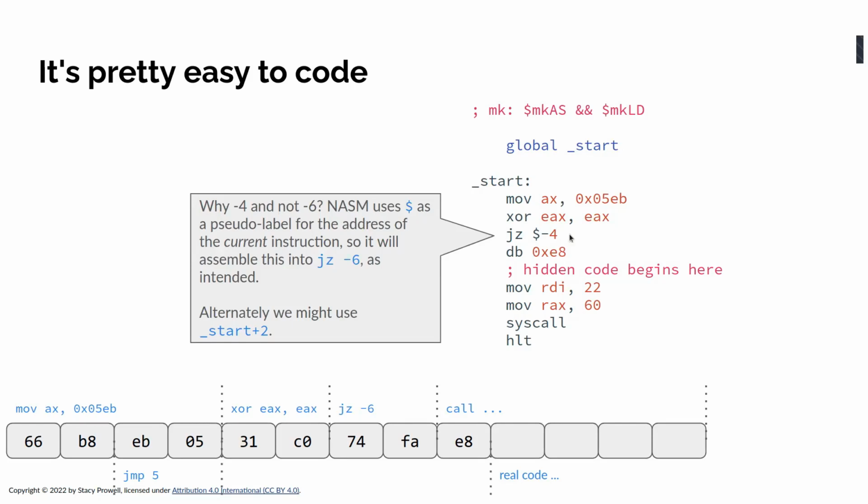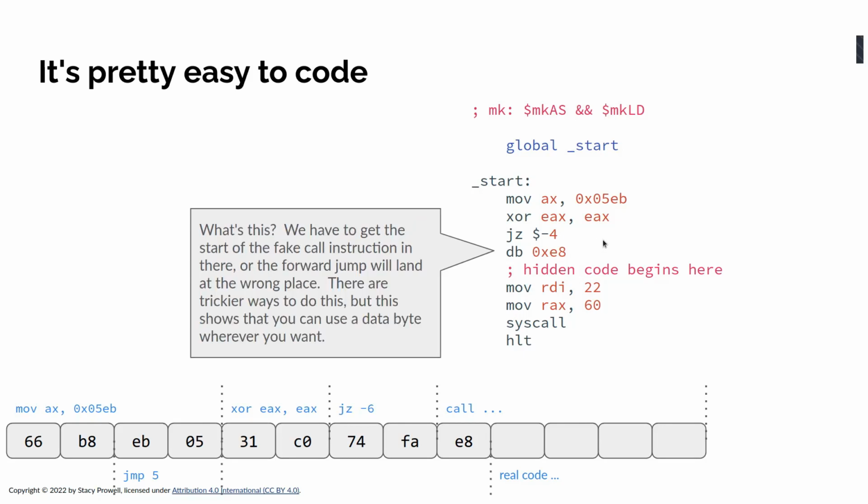So I can't say JZ -6. What I do instead is say, take my current location and subtract 4. Well, the current location is actually the location of this instruction, whereas what I really want is the location of the next instruction, -6. Since this is going to be a 2-byte instruction, it's just -4. Just a weird thing you pick up in doing this stuff. So that takes care of that. And then what the heck is that?